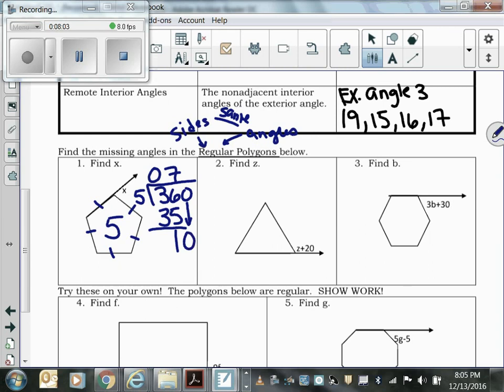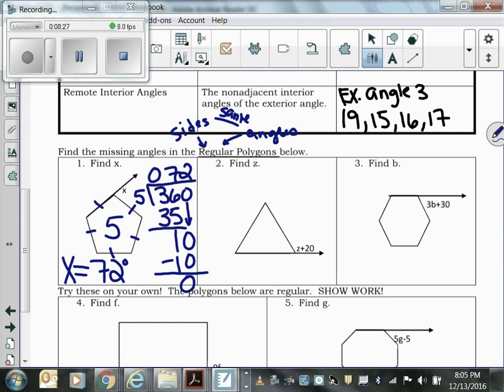Good. So then how many times does 5 go into 10? 2. So then I take 2 times 5, which gives me? 10. Subtract them and get? 0. I got nothing left. So that means that 360 divided by 5 is 72. So over here, I'm going to write that x is equal to 72 degrees.